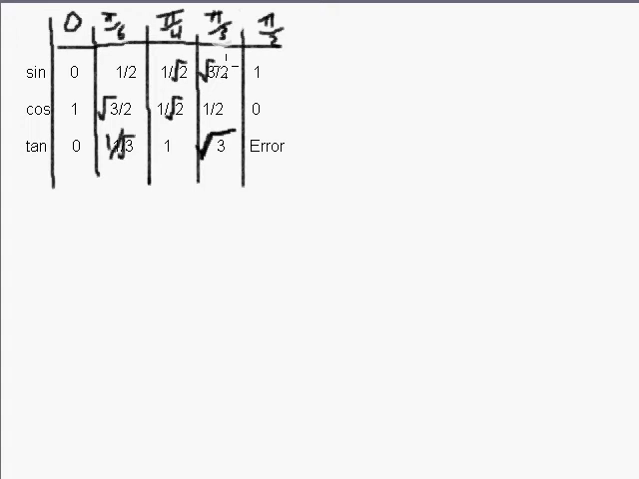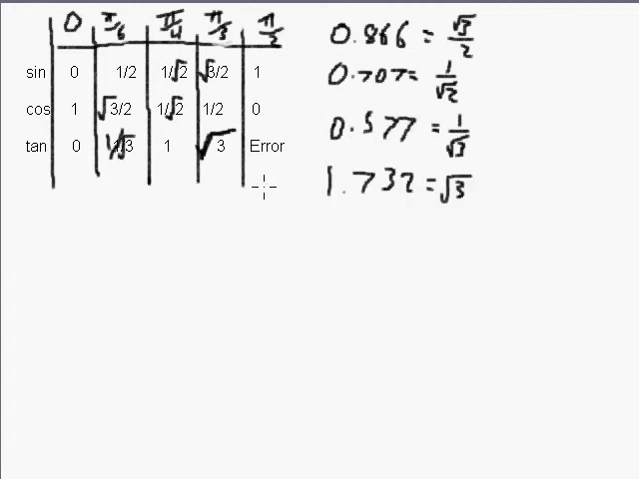Now remember that you can check those things because your calculator will spit out things like 0.866. Remember that that is root 3 over 2. Remember that 0.707 is 1 over root 2. What are the other ones? I don't know. I'm going to pause it. Okay, bam, there they are. So if you get these decimals, remember that they are those things.